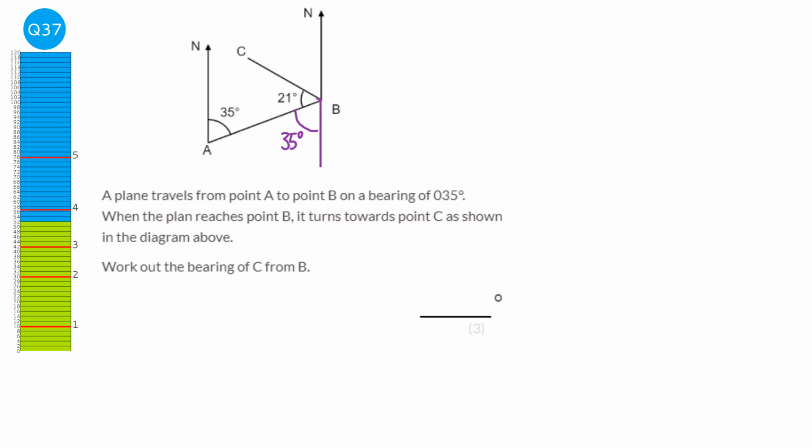The question asks to find the bearing of C from B. So we're at B and we're finding the angle that C makes from north going clockwise. Well, it's going to be this angle here we're looking for. And if we look, we already know what this side is, which is 180 degrees because it's a straight line. We've got the 35 degrees there, and we've got the 21 degrees. So it's going to be 180 plus 21 plus 35. It doesn't matter which order we add them, which will equal 236 degrees.